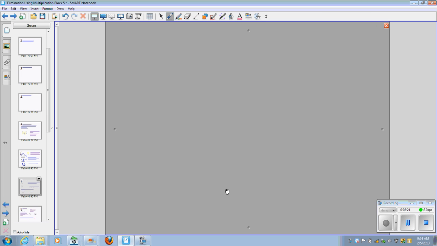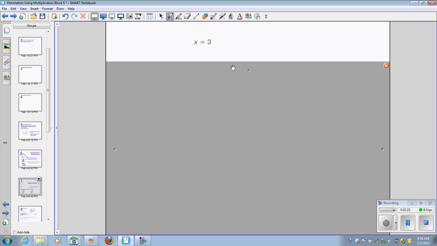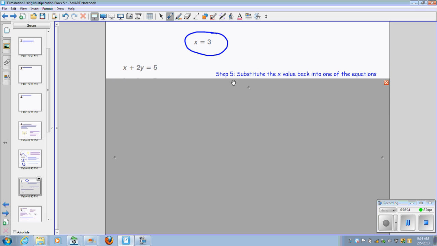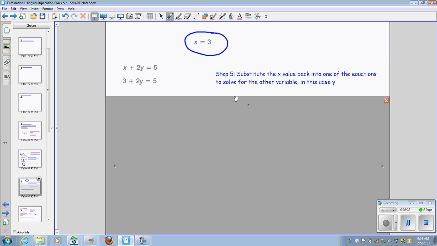I'm going to put a little shade up again here. We only need a little exposed at a time. Remember, from the previous page, we had found that x equals 3. So we need to figure out what is y when x is 3. Step 5 would be to substitute this x value back into an equation to solve for the other variable. So we know that x is 3. We're going to substitute that in here, and we can figure out, well, what is y then? So that's how we get this 3 plus 2y equals 5.